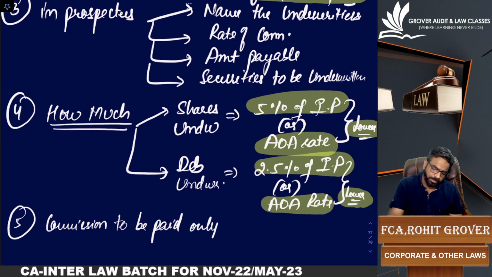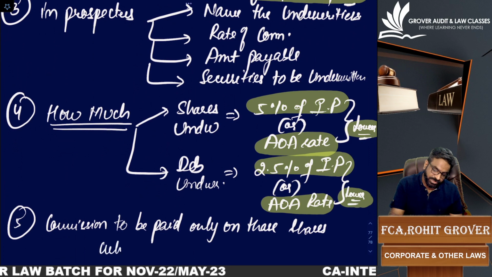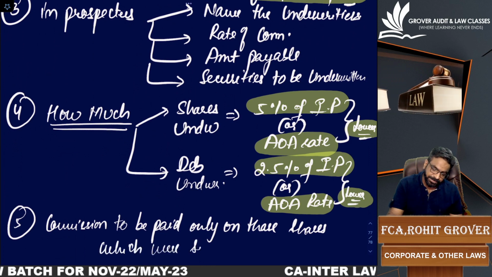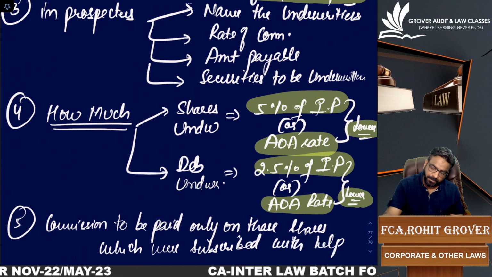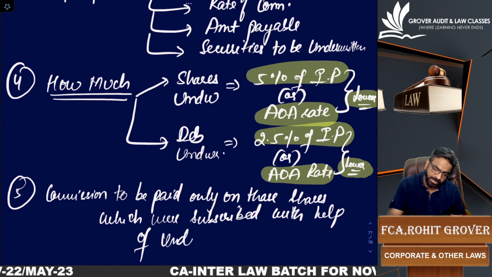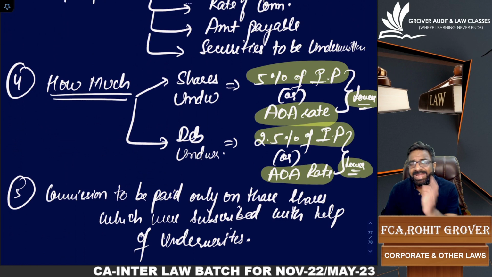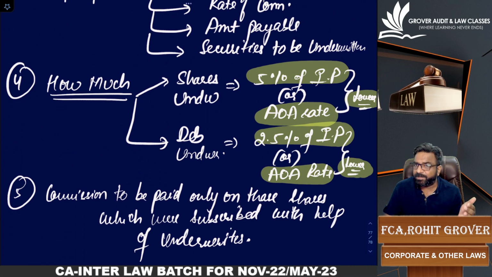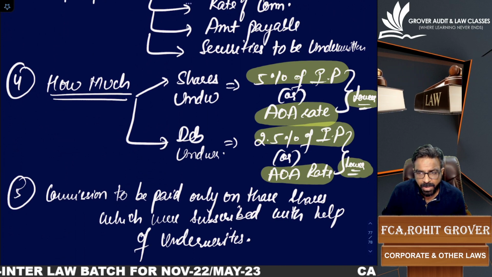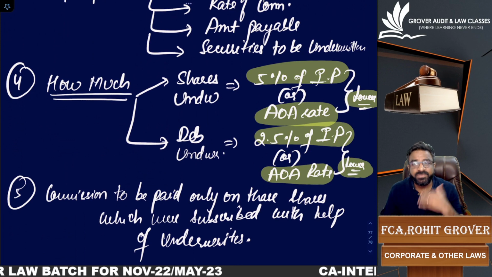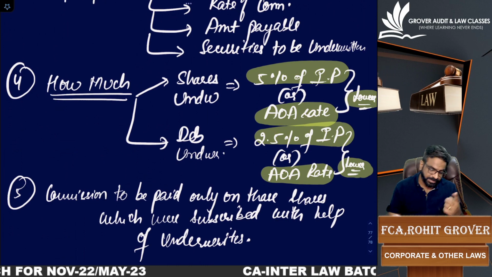Commission to be paid only on those shares which were subscribed with the help of underwriters. Tell me, if 50% of the share capital was subscribed due to the brand image of the company and the remaining 50% with the help of underwriters, should I pay them the commission on the total 100%? No, sir. I will pay them the commission only on the shares which were subscribed with the help of underwriters. That is the meaning of this point.